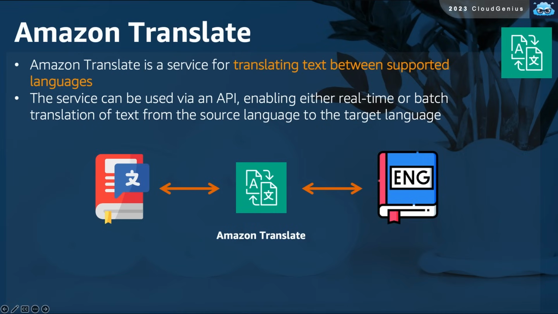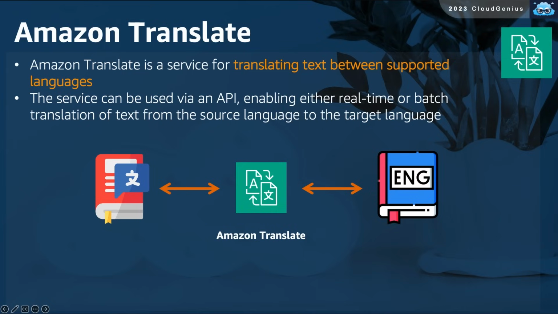Amazon Translate is a machine translation service provided by Amazon Web Services. It enables you to easily translate text between different languages, making it easier to localize content and communicate with a global audience. With Amazon Translate, you can integrate translation capabilities into your applications, products, or services. The service supports a wide range of languages, allowing you to translate text between pairs of languages efficiently.